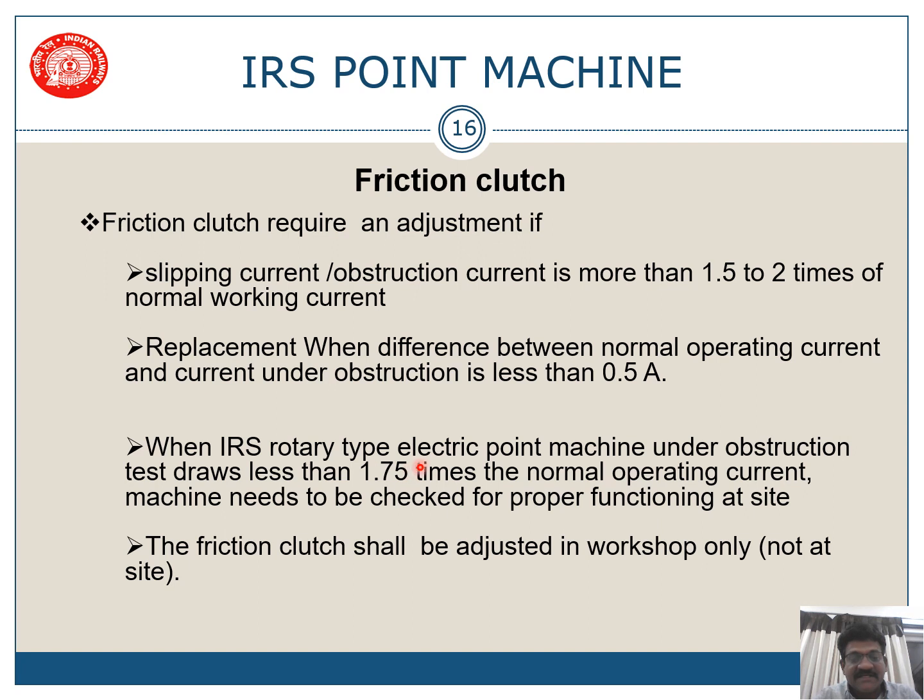Similarly, as per SEM, if the point machine obstruction draws less than 1.75 times the normal working current, the machine needs to be checked for proper functioning at site. So if it is 1.5 to 1.75 times, taking the example of a 2 amps normal working current, if it is between 3 to 3.5 amps, you have to check for any problem in the point. If it is between 3.5 to 4 amps, which is the best, you need not do anything. Friction clutch shall be adjusted in workshops.